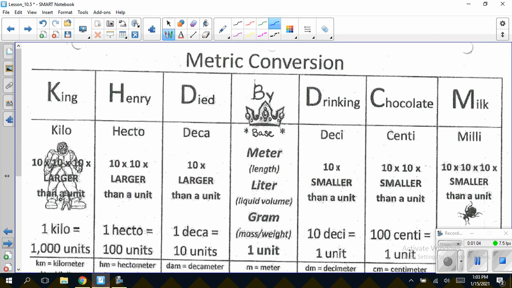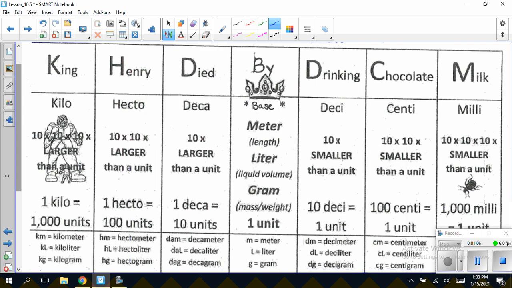So our first prefix for king, the K, is measuring in kilos. When we are working with these prefixes, they can be added on to the meter, liter, or gram measurements. A meter is measuring in length, our metric units. A liter is the capacity, so the volume of how much fluid. And then the gram is our weight of each of our measurements.